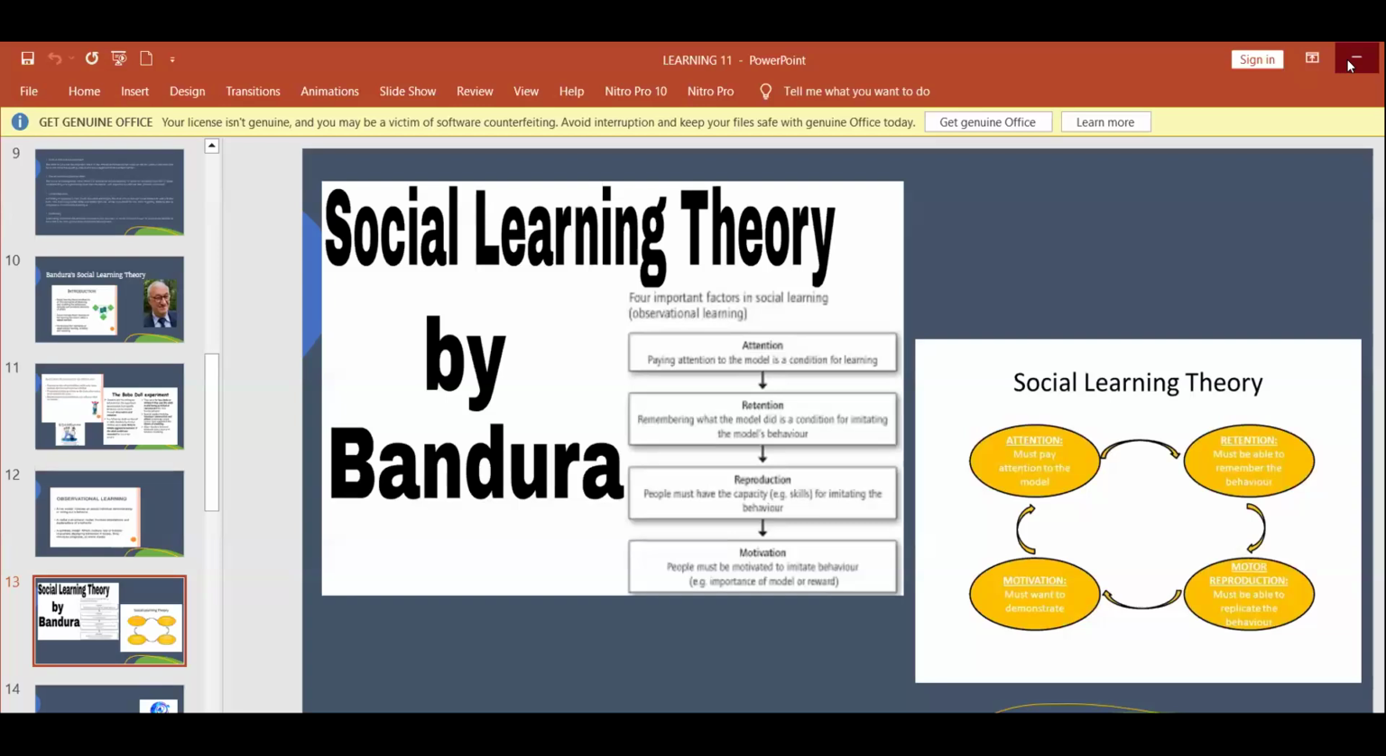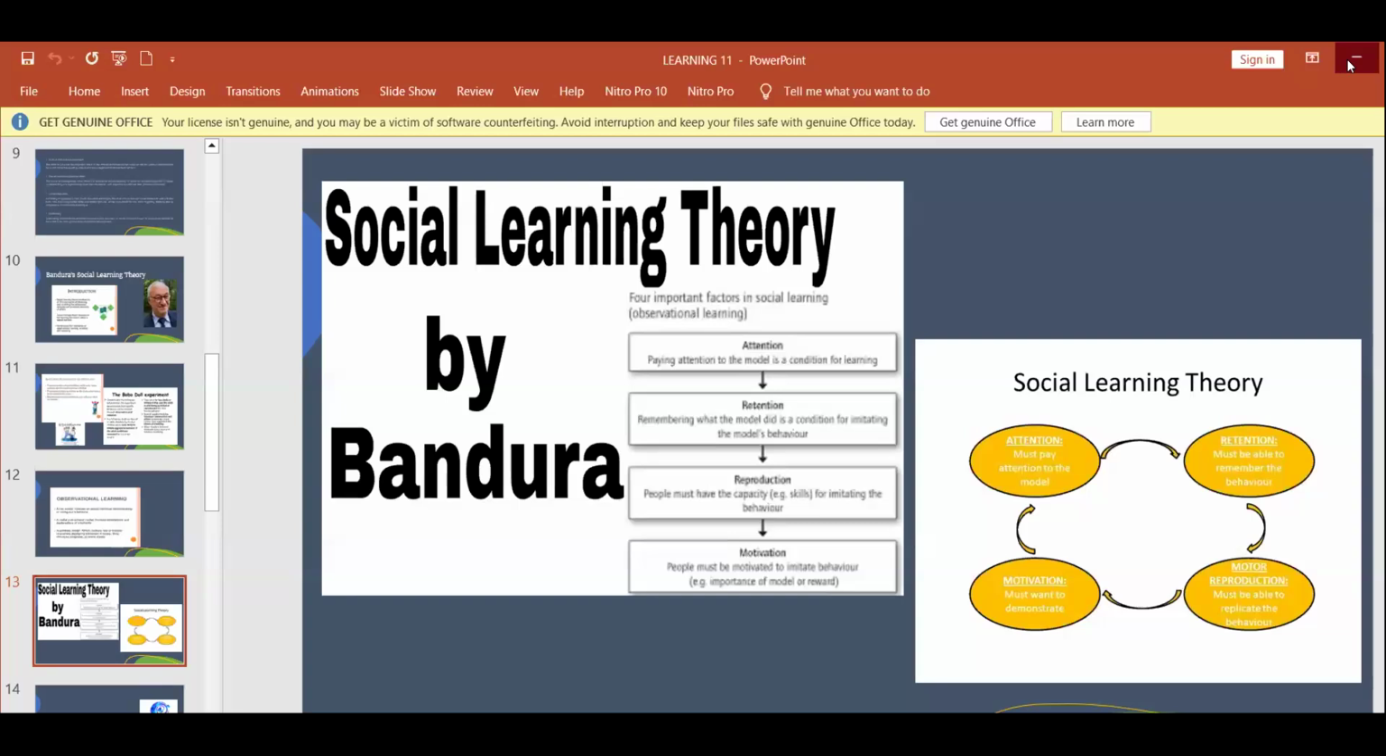Now, what are the 4 learning theories we discussed? Can't remember? Attention, retention, reproduction, my question is different. They are the stages of observational learning by Bandura. My question is, what are the 4 learning theories we have discussed so far?